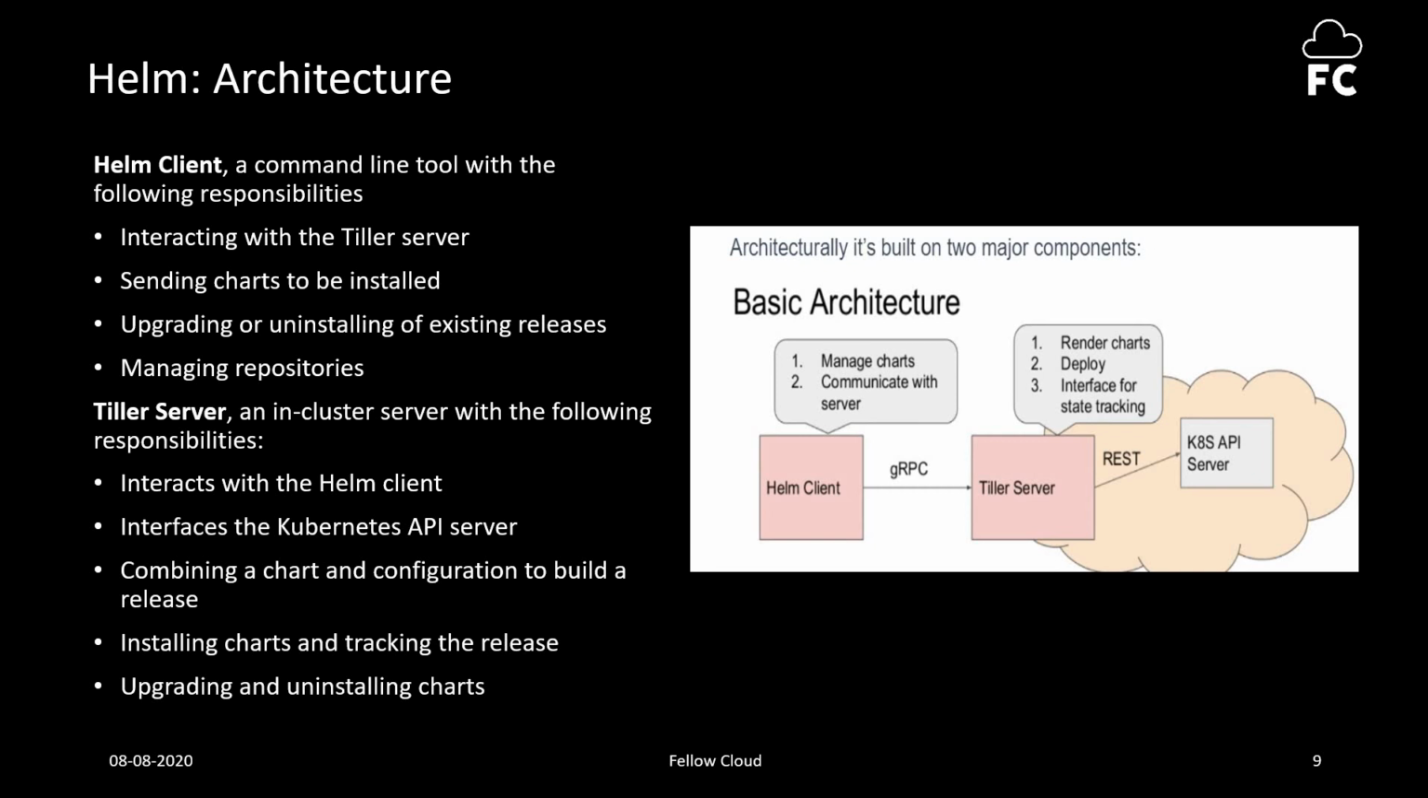Yeah, so with version 3, the Helm tiller server is no more required. That has been deprecated. So you just have a Helm client, and your Helm client now directly speaks with the K8s API server, sends all the details to it, and then it takes care of deploying your things into the Kubernetes cluster.